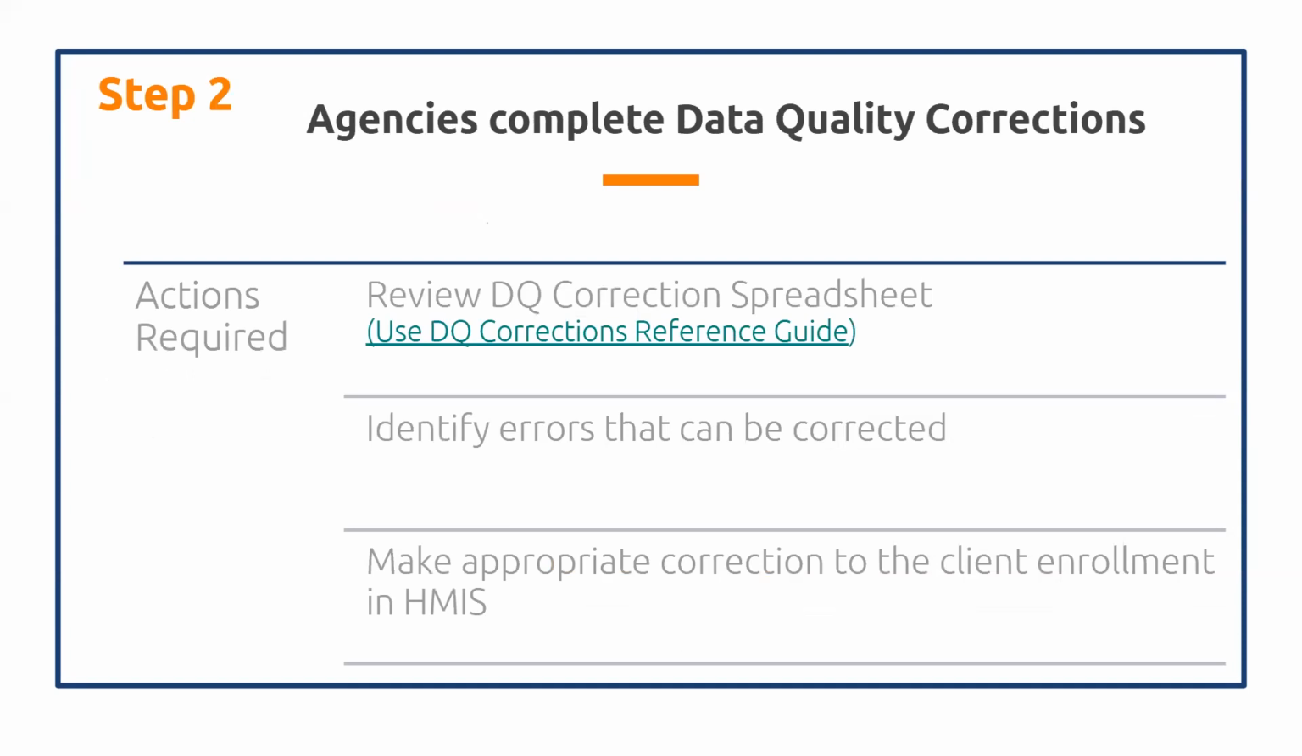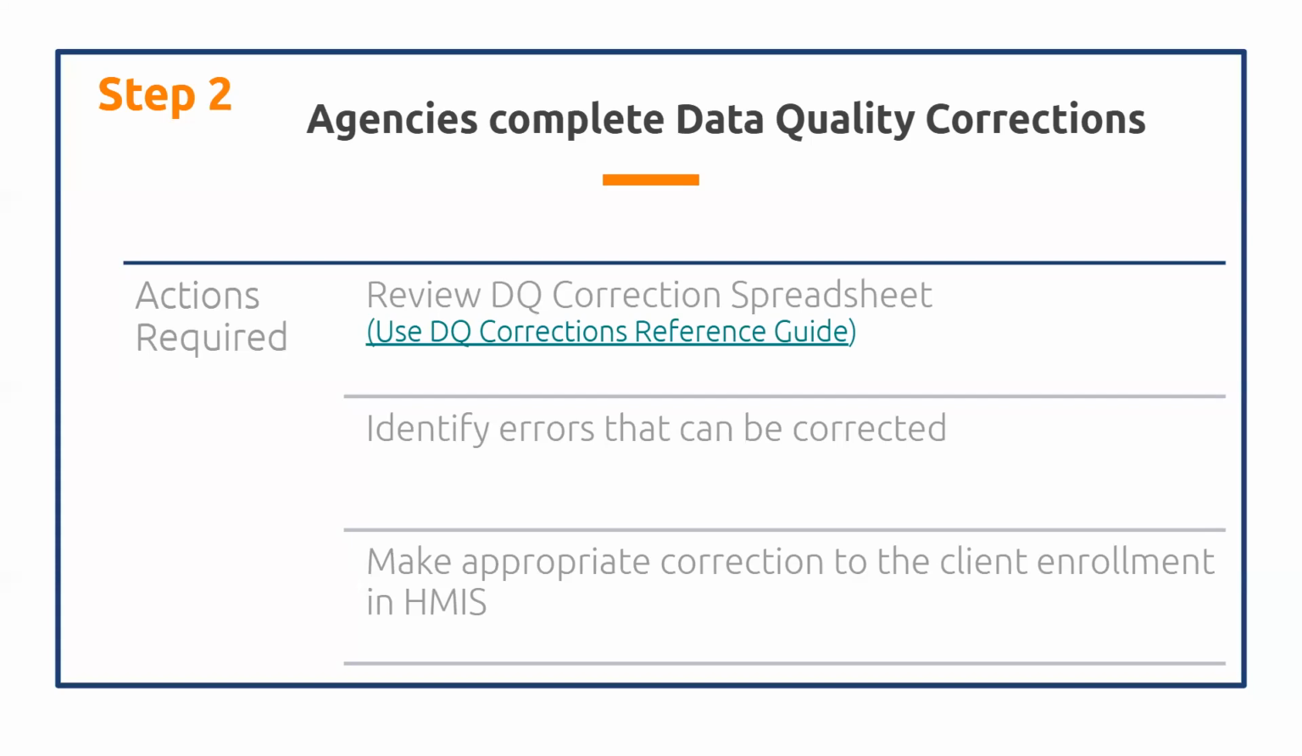So what should we do? What should you do when you get the correction spreadsheet? Review all the responses that are highlighted, and then you should identify errors that can be corrected. We understand that you cannot correct everything, like, for example, client refuse or client doesn't know. But as an agency admin, you should acknowledge these responses.